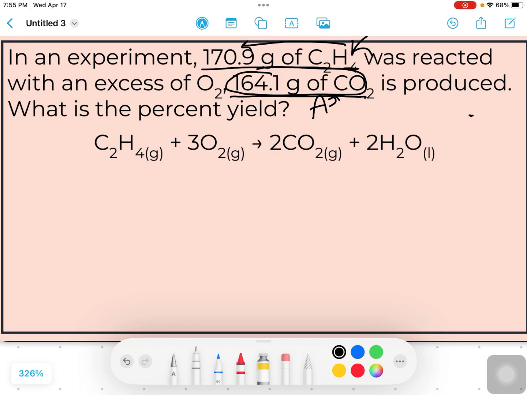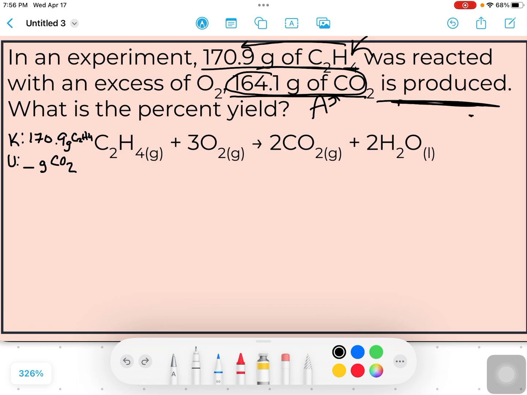My equation's already balanced for me, so I can just get into my known and my unknown. So my known, again, 170.9 grams of C2H4. And again, I know that because my actual says the words is produced. So the words is produced is the big hint for my actual. My unknown needs to match my actual units. So my actual's units is grams of carbon dioxide, CO2. These need to match your unknown and your actual for their units.